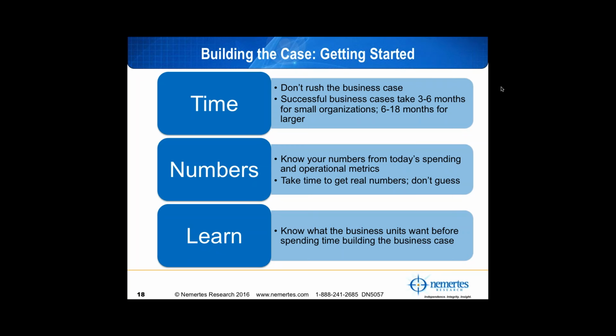And part of that time has to be spent knowing the numbers that you have. You've got to know what your numbers are from today's spending and today's operational metrics in order to see where your delta is to the new way of doing things. So take the time to get those real numbers, especially if you're in a large organization. This might take some time for people in finance to get you the real numbers, but really understand what you're spending today, and also how many FTEs are actually doing each of the functions you're looking at.